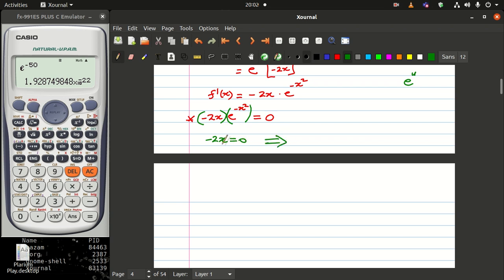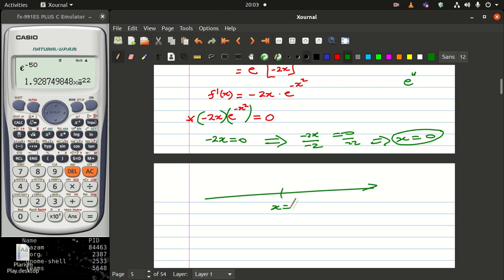And then if you look into this part, we'll end up dividing on both sides. So we have minus 2x is equal to 0. Then we divide by minus 2 on this side, and of course, we end up having x is equal to 0. So this is the only critical point we have here. So we have x is equal to 0 as the critical point.